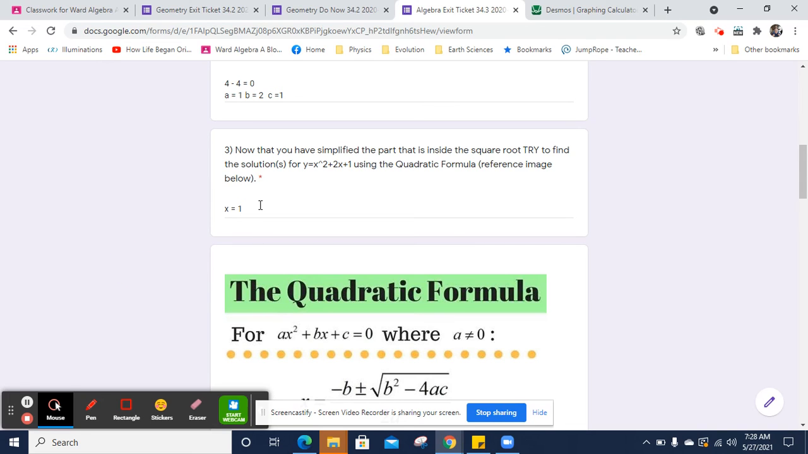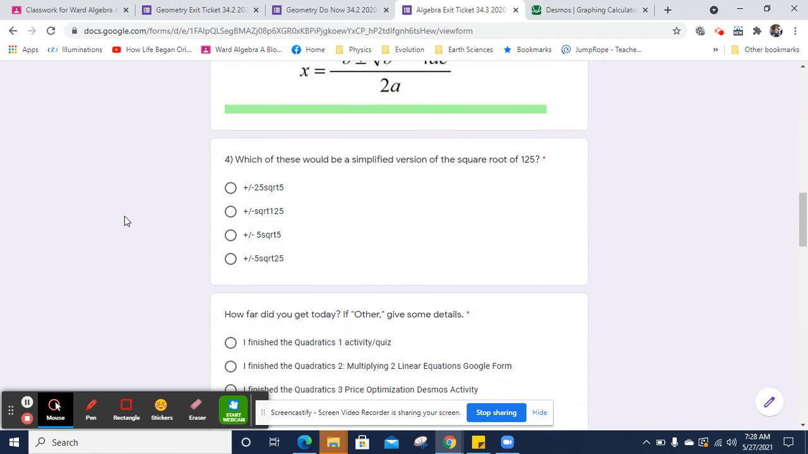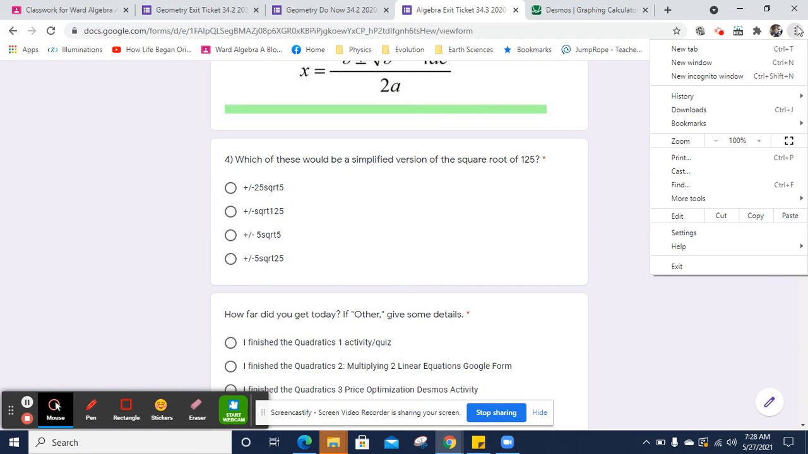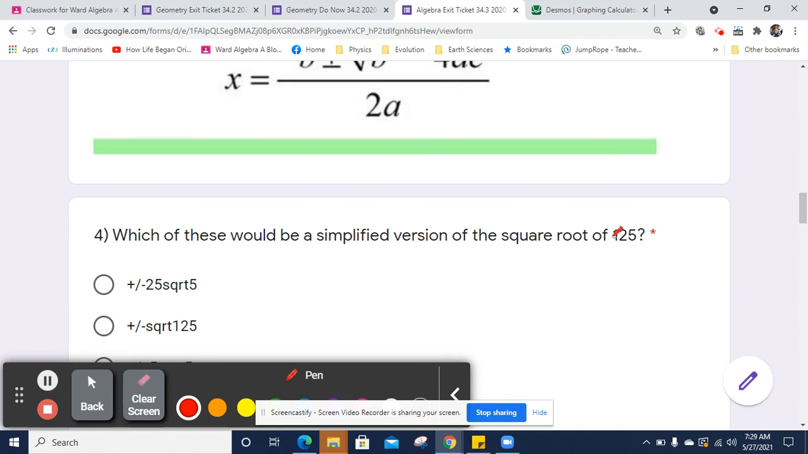Yes, that was what we needed to do for that question. Now, the last question we have here for content is what would be a simplified version of the square root of 125? I'll make that bigger so we can see it clearly. So we're going to get the square root of 125.